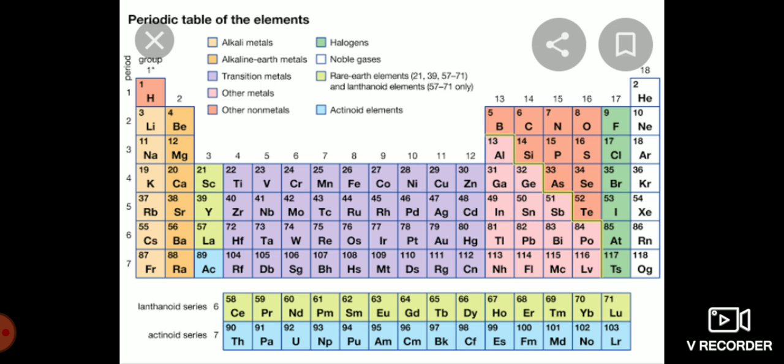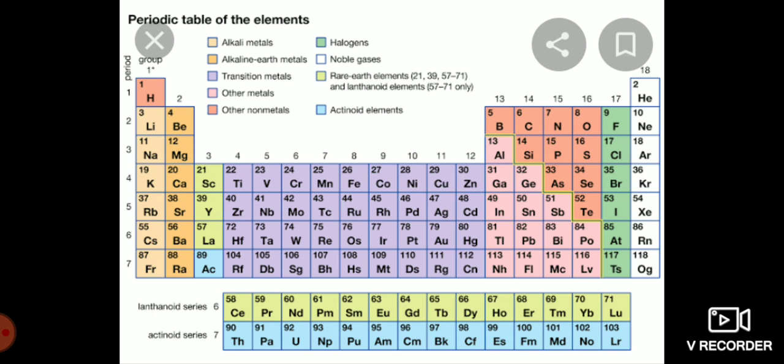Then the second period is a short period. Lithium, beryllium, boron, carbon, nitrogen, oxygen, fluorine and neon are present in the second period. The next one, the third period, is also a short period. These elements are present: sodium, magnesium, aluminium, silicon, phosphorus, sulfur, chlorine and argon.